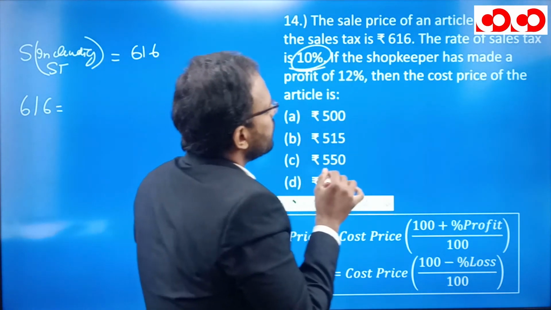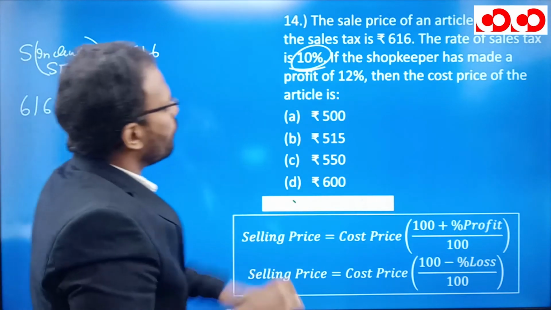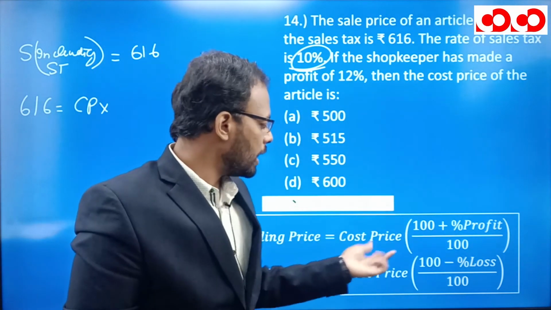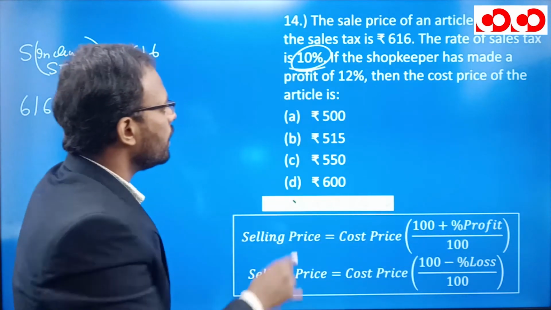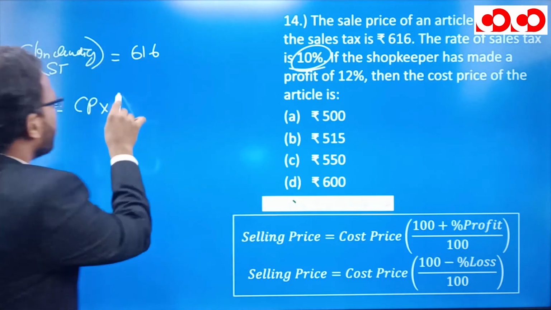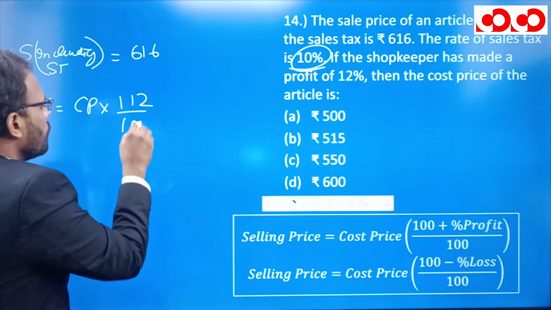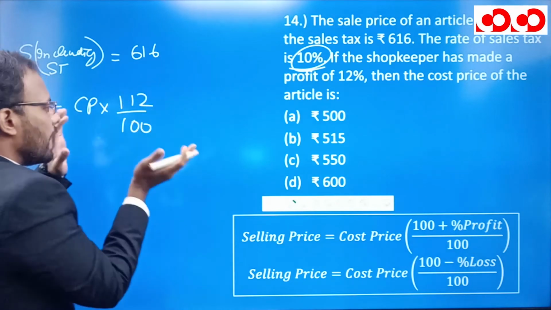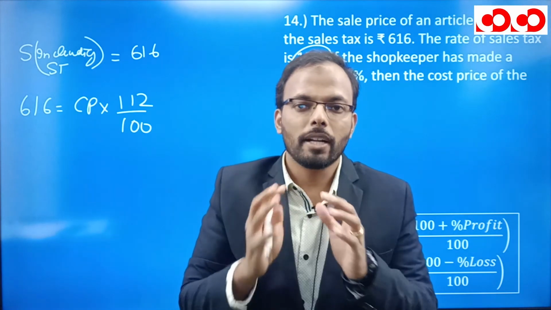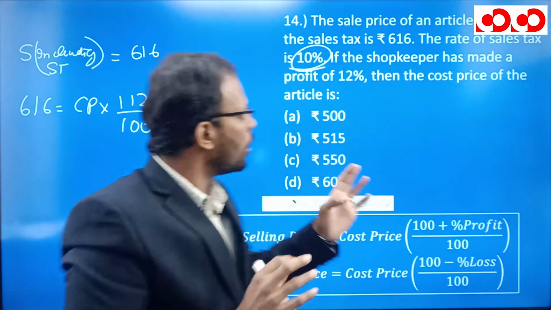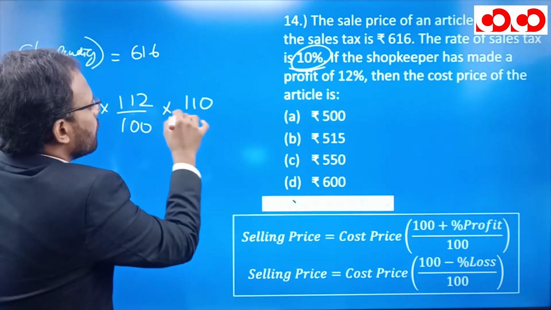Again you have to increase. Whatever was the cost price multiplied by the profit percentage increase will be the selling price, because selling price is cost price into (100 plus profit) by 100. So it is going to be 112, 100 plus 12% by 100. This was my selling price excluding the sales tax. But now the sales tax is 10%, so again you have to increase the 10% value, which is going to be 110 by 100.